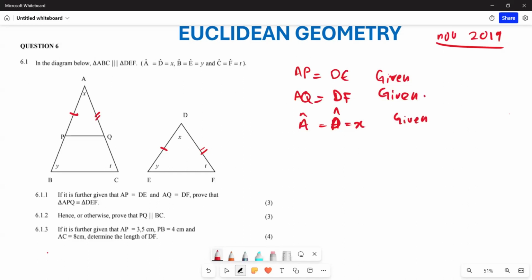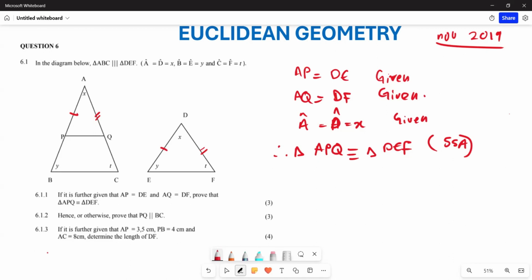So you can now conclude that triangle APQ is congruent to triangle DEF. What we proved here, we used side, angle, side altogether. So basically, that is going to be the reason for our proof.